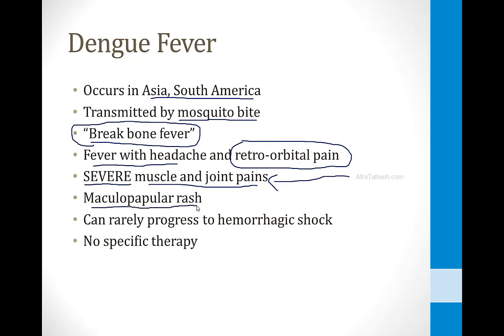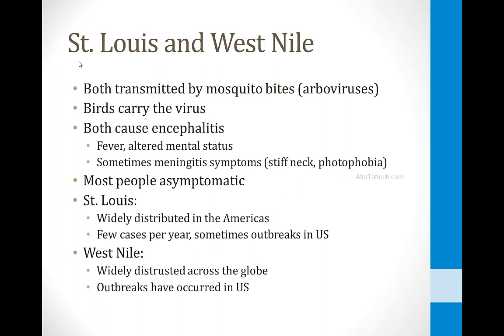There's also a maculopapular rash, and then it can rarely progress to hemorrhagic shock, and there's no specific therapy for this, just like with yellow fever. St. Louis encephalitis virus and West Nile virus are the next 2 flaviviruses, and they share many features in common. They are both transmitted by mosquito bites, so they are both arboviruses. Birds are the natural reservoir for both of these viruses, and both of these viruses can cause encephalitis.